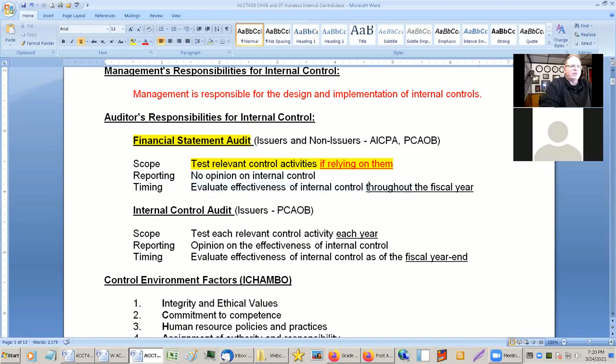The timing is throughout the fiscal year, so it's for the entire year that we will look at the effectiveness of internal controls. And here's why. If the internal controls were bad in, say, February, there are transactions that happened in February that would have been impacted by those internal controls. So we will report on controls that have a problem with them. But the effectiveness is throughout the entire year because it can impact the financial statements throughout the entire year. Financial statements are not just done at the end of the year. The transactions happen throughout the year. All right, so this is for a financial statement audit.